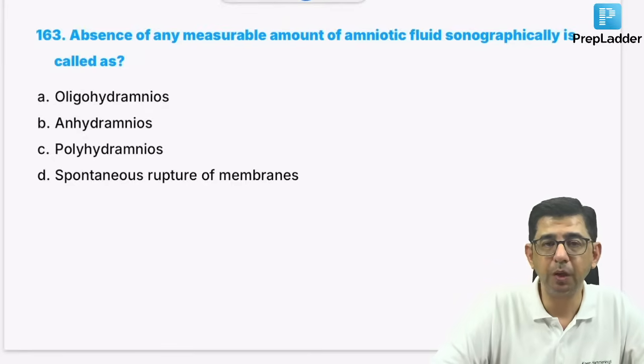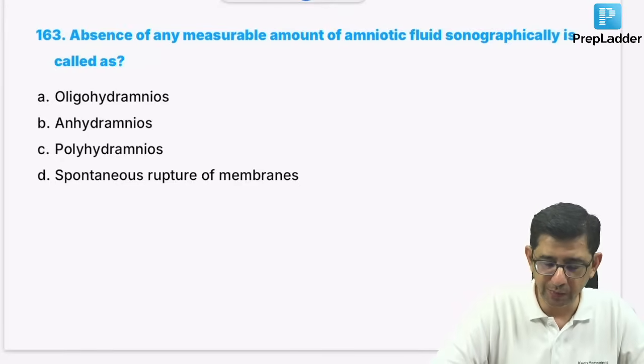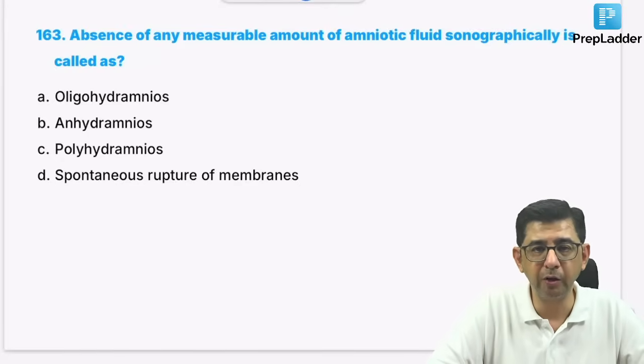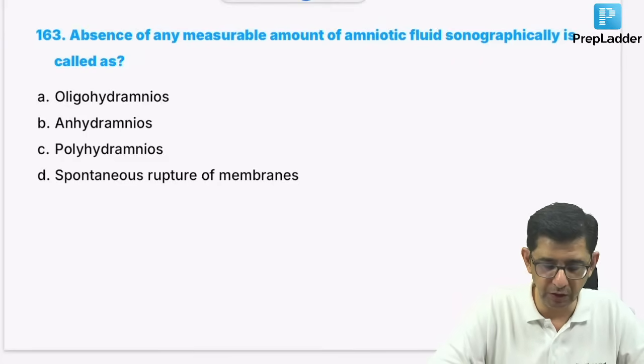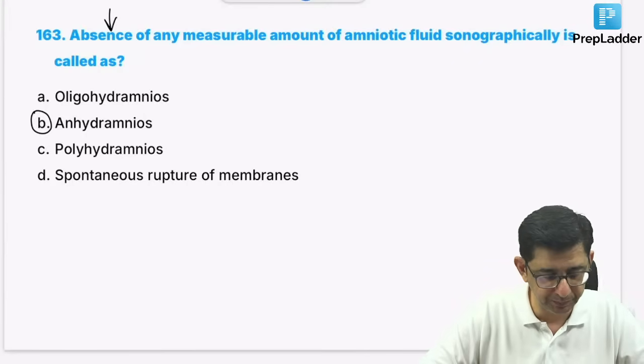Absence of any measurable amount of amniotic fluid sonographically would be called, yeah, invasive mole. Yeah, that is GTN I was saying. Then is absence of any. So if there is oligohydramnios, that is less, we just have to use English in this question. No, but it's not A, it is B, because it is saying absence. So absence means it will be anhydramnios.